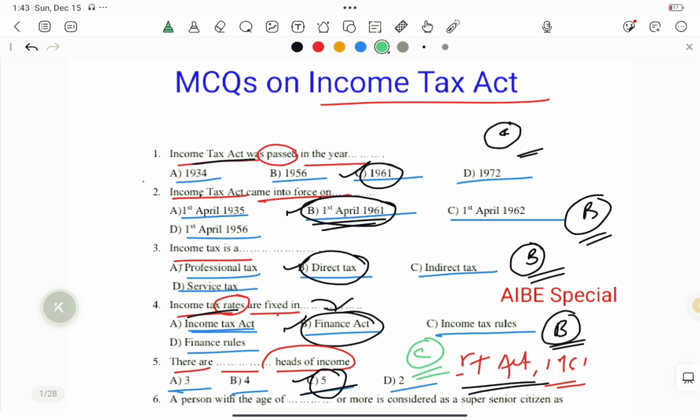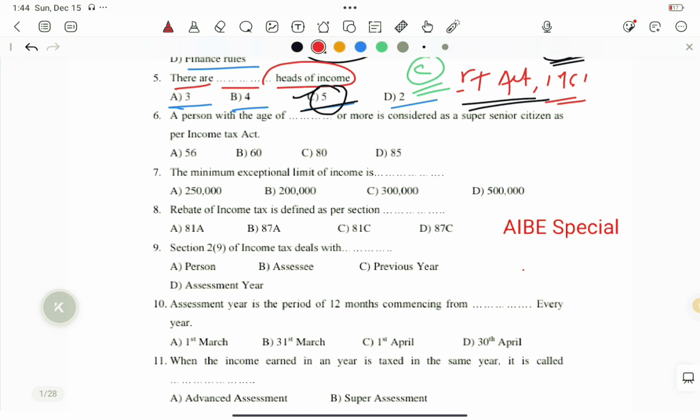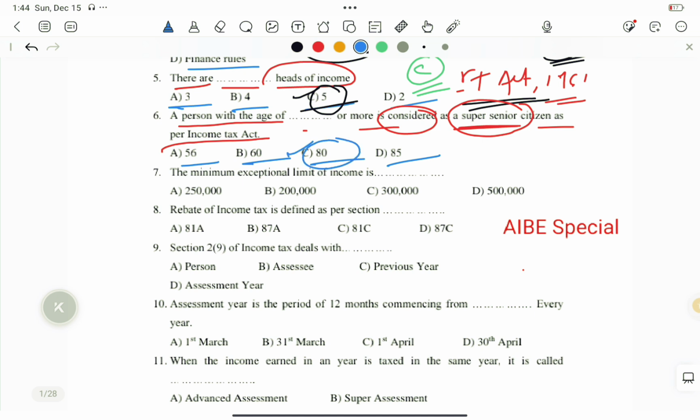Okay, so now moving to next question. So the next question is, our a person with the age of dash or more is considered as a super senior citizen as per Income Tax Act. Very important question. So let's see the options. Options are 56 years, option B 60 years, option C 80 years, and option D 85 years. So in this case, the correct option would be option C. That means a person with the age of 80 years or more is considered a super senior citizen as per the Income Tax Act 1961.